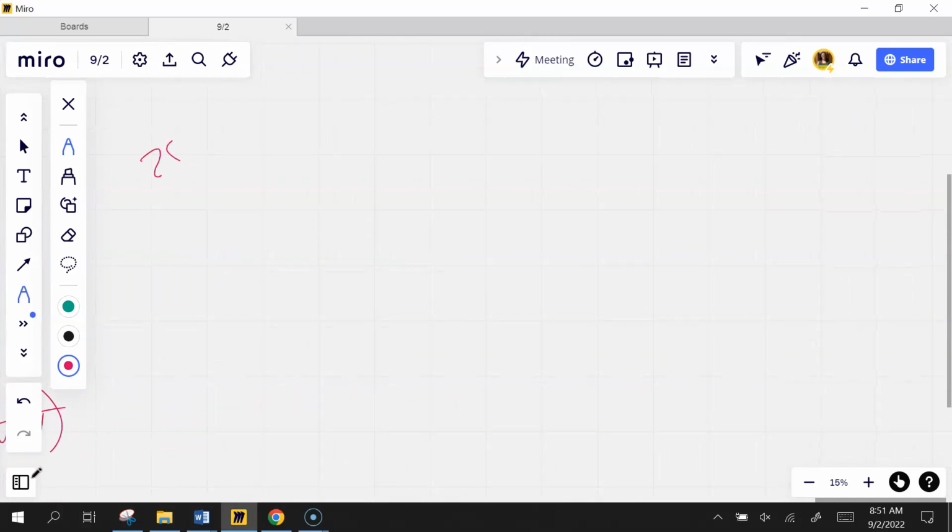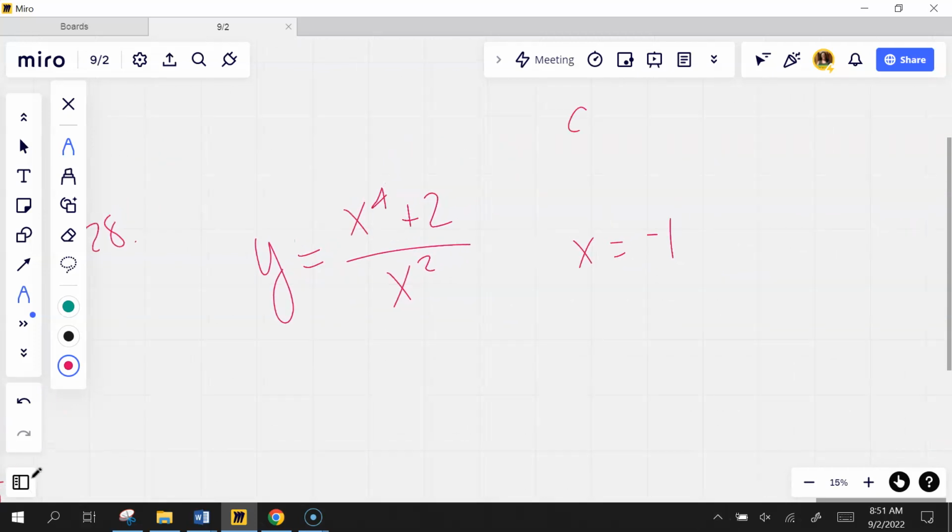This one's fun. Find the equation of the tan line, not the slope, but the whole equation, when x equals negative 1. Equation of tan line, when x equals negative 1. Mark, set, go. Derivative at that point.